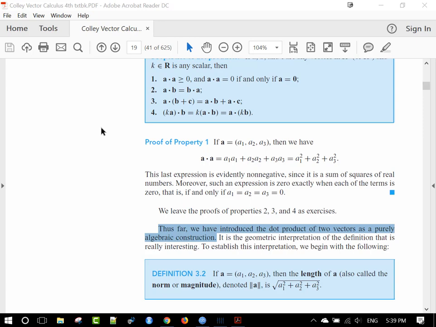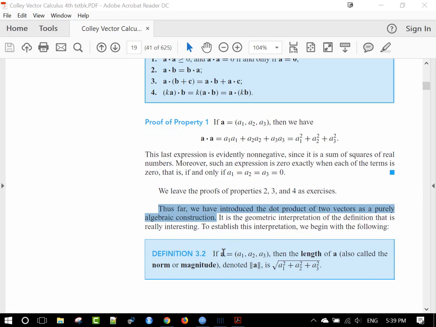So it turns out that its geometric information or interpretation is interesting. First of all, suppose we have a vector A. This is not the dot product yet. Just suppose we have a vector A. We haven't really mentioned what we mean by the length, or how we calculate the length.